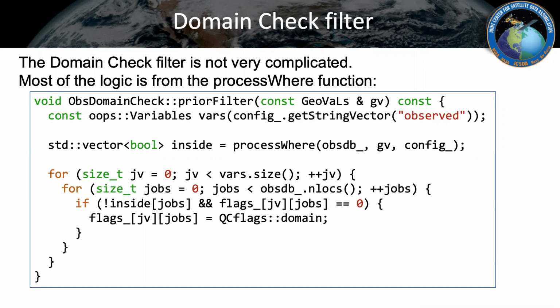The domain check itself isn't complicated. Most of the logic is in that process where function. There's this vector of bools called inside, which is basically a set of flags saying, is this particular location in the where or is it outside of it? After we've gone through and processed the wheres, we iterate over all of our variables and all of our locations. And we say, if we're not inside and if we haven't flagged it already, then apply a flag saying that the domain check has failed for the set of observations.